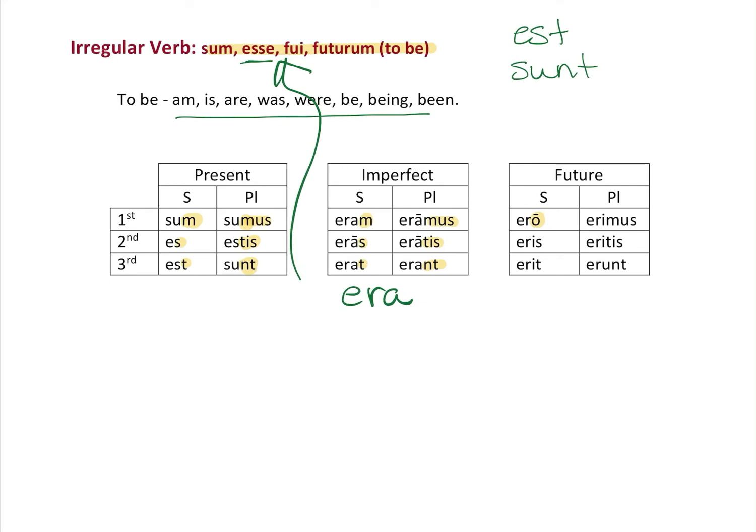You just need to say it over and over to yourself: sum, es, est, sumus, estis, sunt. These will be on your midterm, so you have to learn them, because it is one of the most common verbs no matter what language you're in, and you have to learn it.